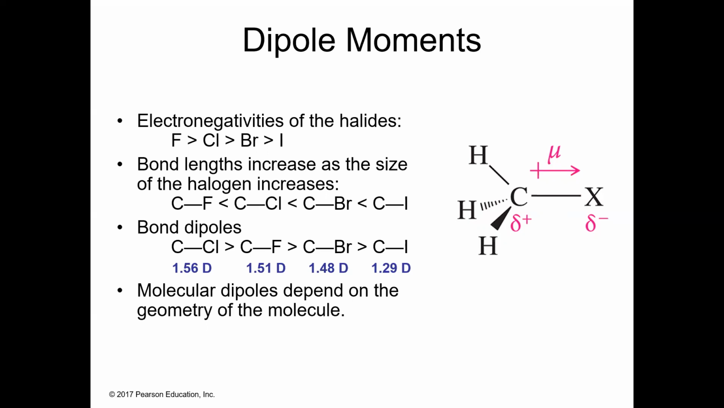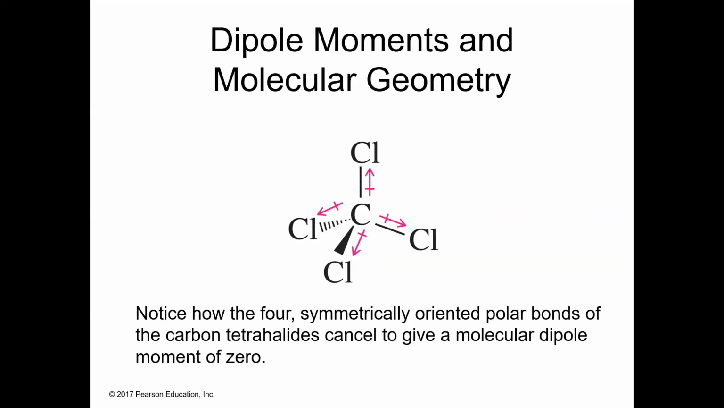Molecular dipoles depend on the geometry of the molecule. Okay, so they can reinforce each other, or they can cancel each other out. For example, in carbon tetrachloride, we have 4 highly polar C-Cl bonds, but they all cancel each other out, as shown here. So the molecular dipole moment is 0.